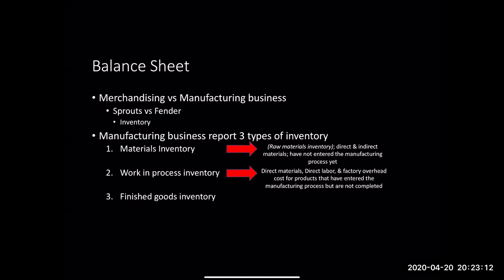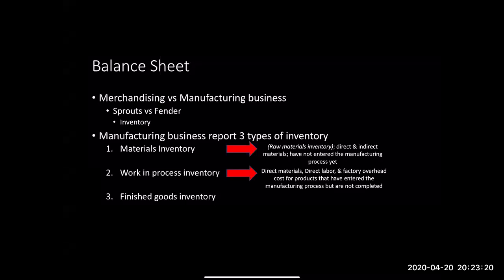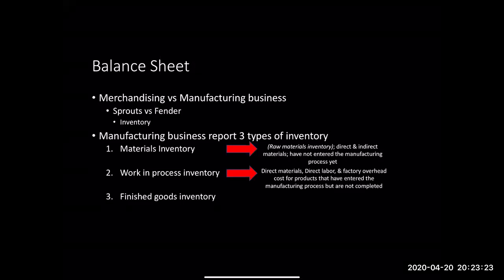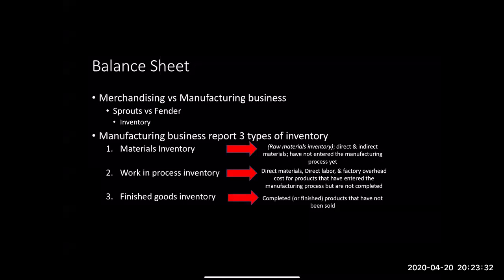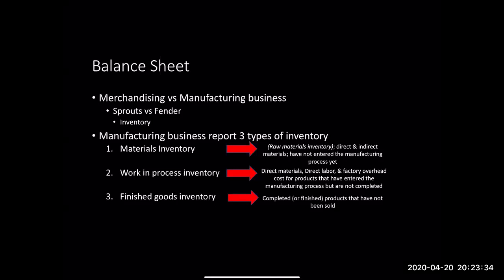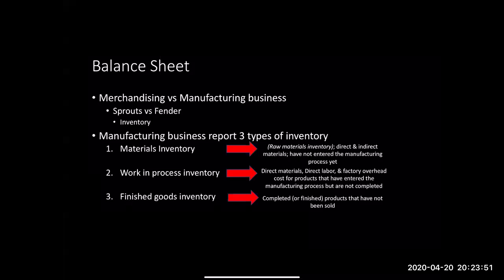They're not completely done. So it's direct materials, direct labor, and factory overhead costs for product that has entered the manufacturing process, but is not done. It needs a little more work. Last but not least, we have finished goods, which is exactly what it sounds like. They're done. You've finished all of the processing. You've added all of the direct materials, all of the labor, and all of the factory overhead to generate the final product. It's completed product that has not been sold. Right now it's just sitting there as finished inventory.